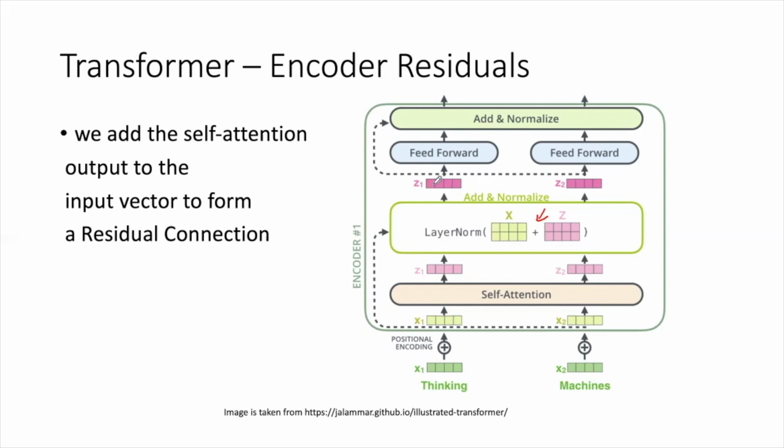Once we pass to the feed forward network, the output of the feed forward network is once again added to the input: Z1 is added to whatever output comes here, and similarly Z2 is added, and we also normalize that. Once this entire process completes, the output representations generated here are passed on to the next encoder block. So this is the first encoder, and we have several such encoders stacked on top of each other.